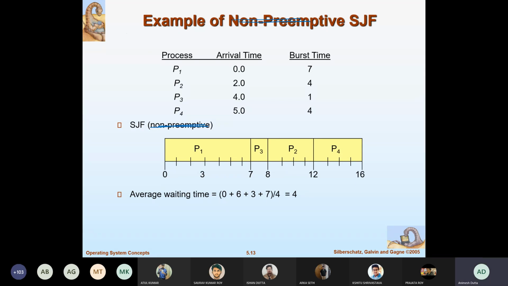Suppose there are 4 processes, P1, P2, P3, P4. Arrival time: that means at this position it has arrived in the system. 0th time, the second position, the 4th position, the 5th position. So that is the arrival time. Their associated burst times are 7 millisecond, 4 millisecond, 1 millisecond, 4 millisecond.